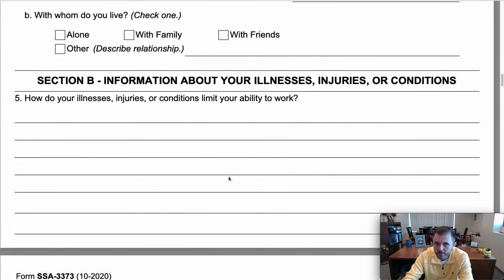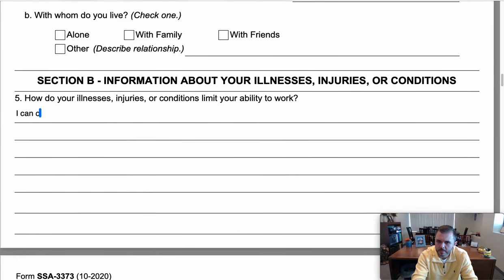It means be brief. Be as brief as possible while still answering the question. So how do your illnesses, injuries, or conditions limit your ability to work? You want to say something that is accurate, yet also vague. Vague in the sense that it does not hurt your chances. So let's talk about this, for example. I can only lift 10 pounds. No, false. That may be true, but you don't want to say 10 pounds. Instead, say something like, I can only lift small amounts of weight. This is the proper way to answer that question.